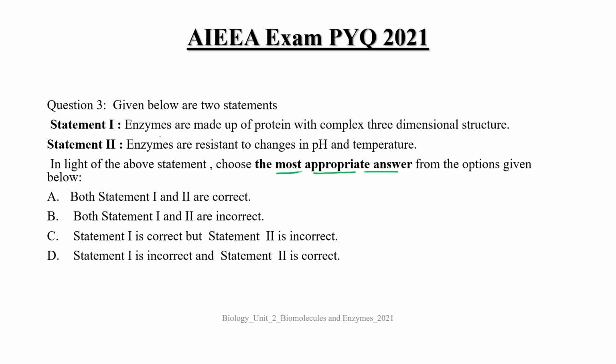In statement 1, they have mentioned that enzymes are made up of protein. Yes, this is true. Enzymes are made up of protein with complex 3-dimensional structure. So this statement is 100% correct. Statement number 2, enzymes are resistant to change in pH and temperature. Is it so? Tell me, students.